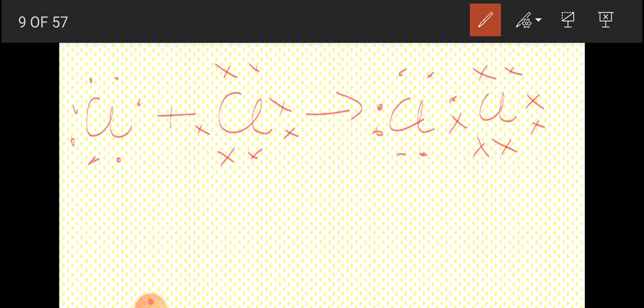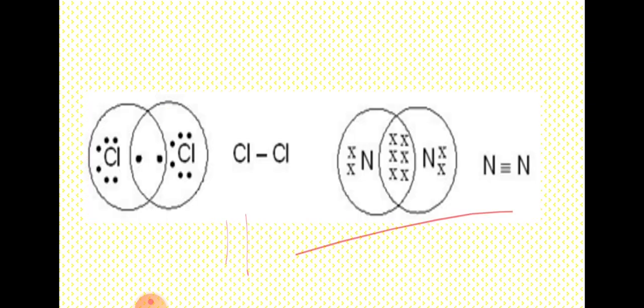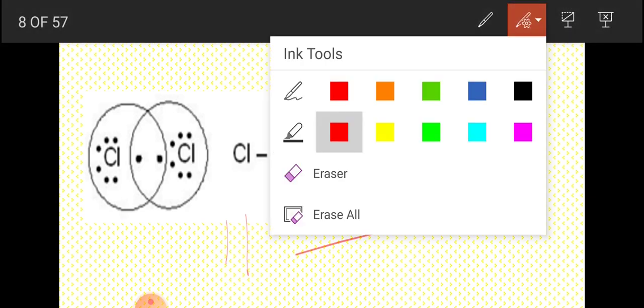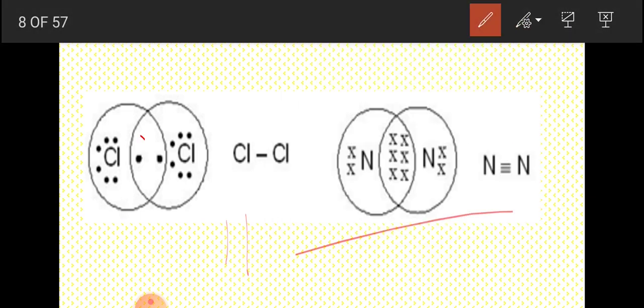Now try to understand what are bond pairs and what are lone pairs. The shared pairs of electrons between the combining atoms are called bond pairs. What is this? This is a shared pair of electrons. This is a shared pair of electrons. 3 pairs are being shared, 1 pair is being shared. These shared pairs of electrons between the combining atoms are called bond pairs.